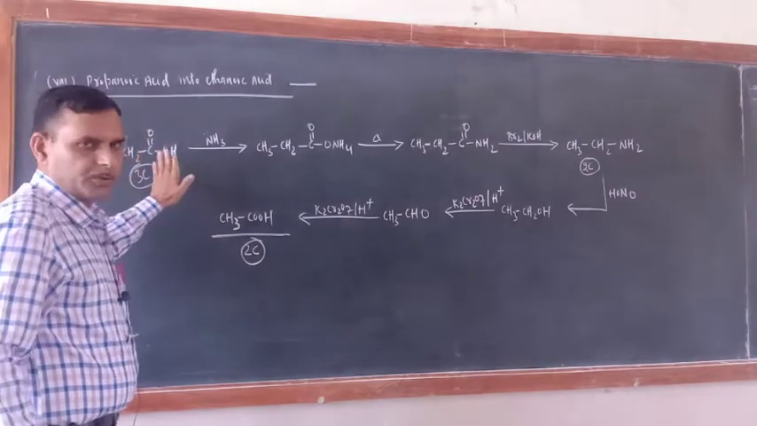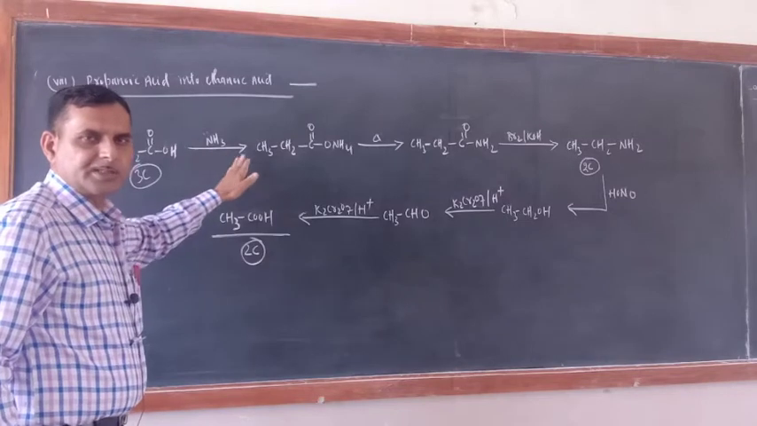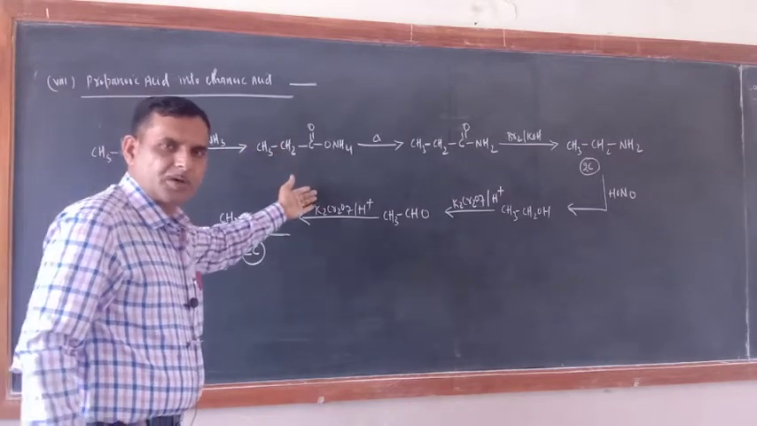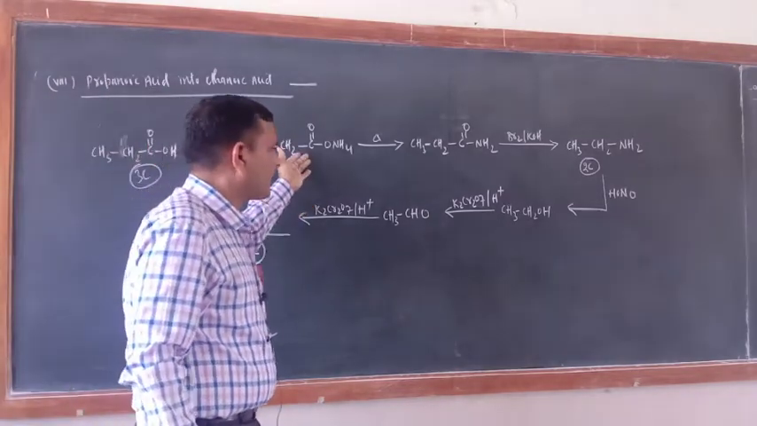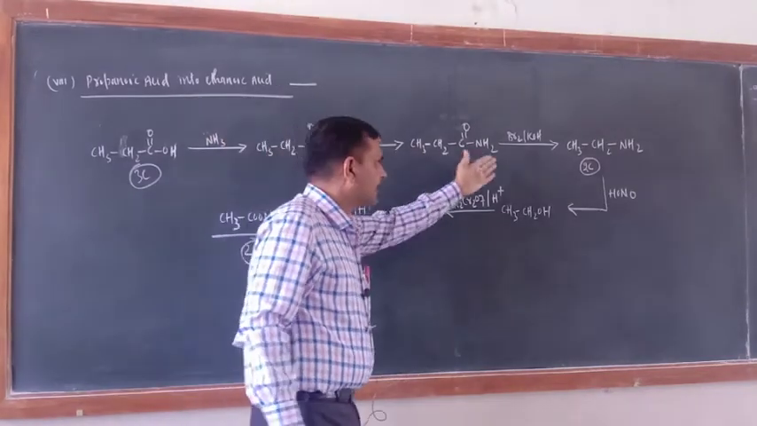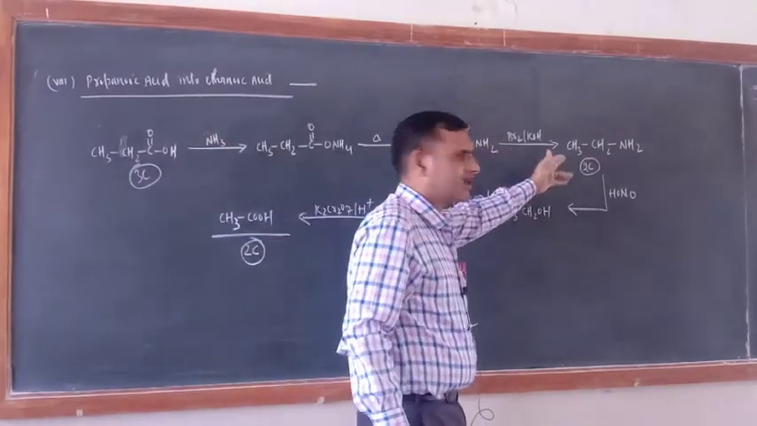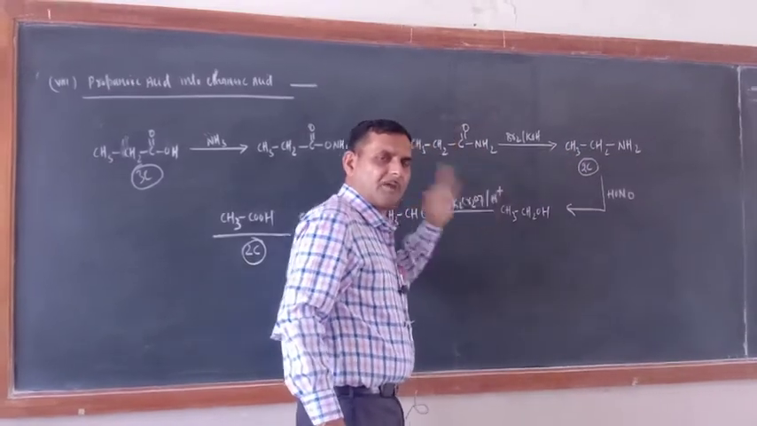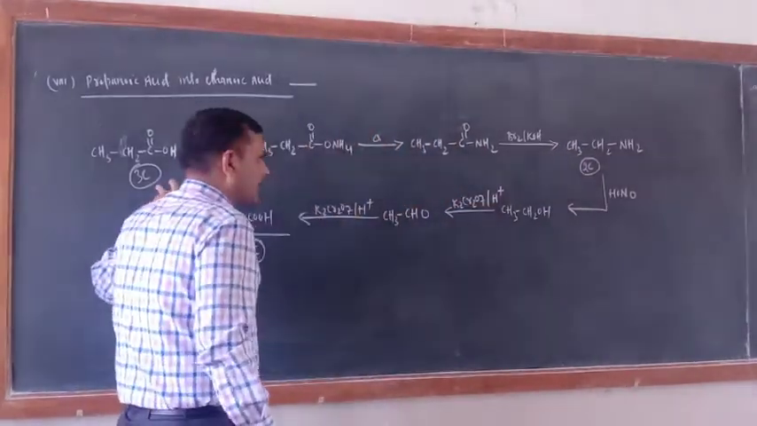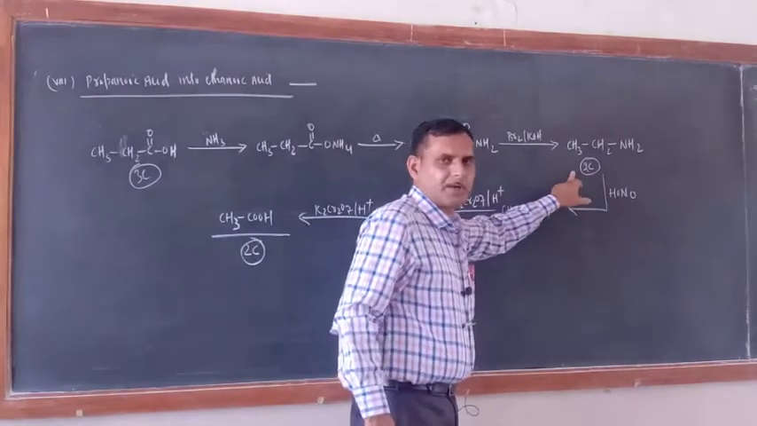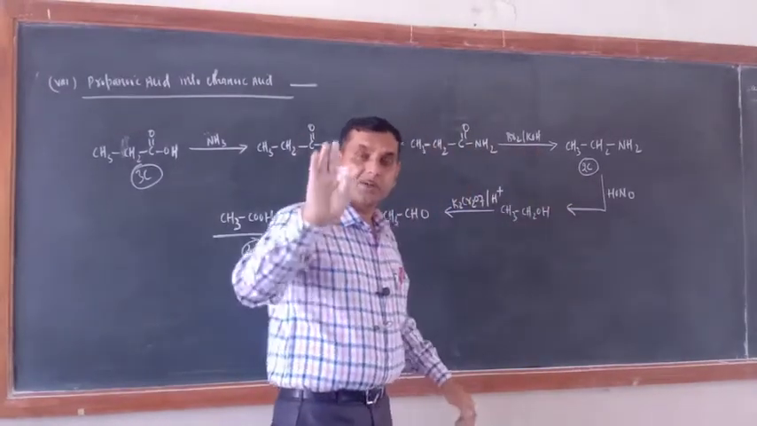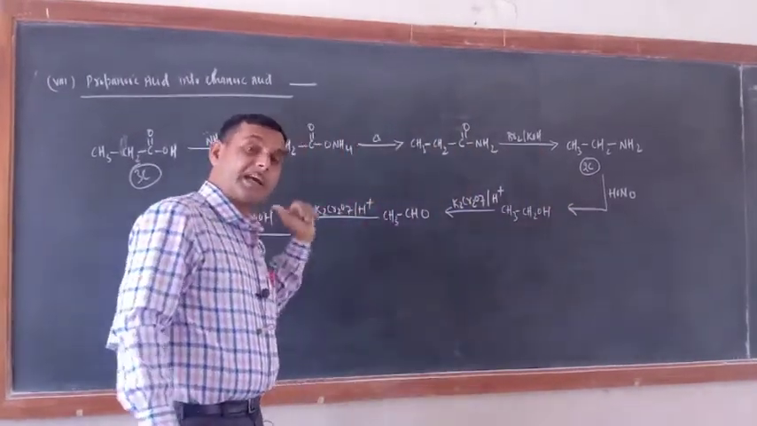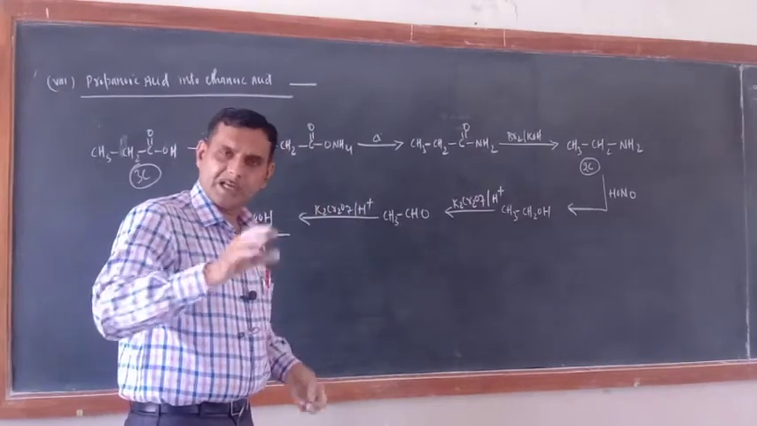How? Just see, first carboxylic acid should be treated with ammonia, then ammonium propionate, then heat, then amide, then Hofmann bromamide reaction, then you will get the amine. A problem is that the number of carbon atoms has reduced now. Started with 3 carbon atoms, we are getting here 2 carbon atoms. Amine is formed. But the question is, we have to get carboxylic acid again. So that can also be attained.